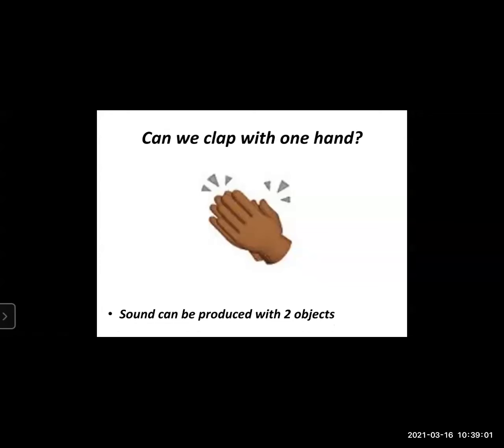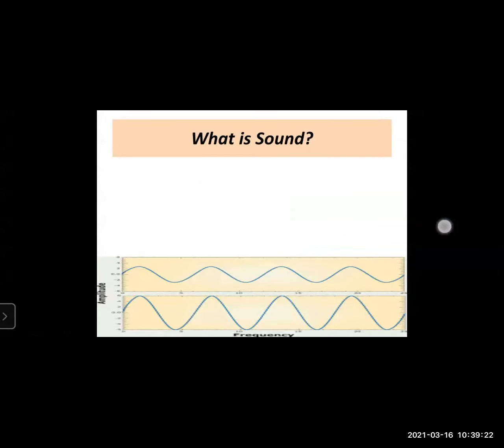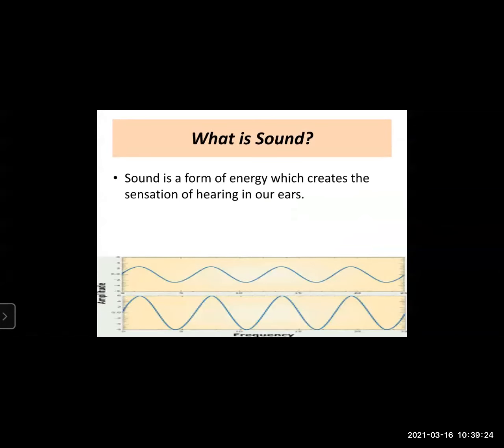Sound is passed from the source to the ears, then how is that sound heard by our ear, how do we identify it and how do we react to that sound? These are the topics we are going to discuss. So what is sound? Sound is a form of energy which creates the sensation of hearing in our ears. This energy is in the form of waves, that is sound waves.